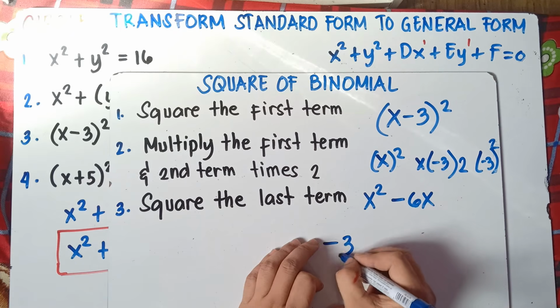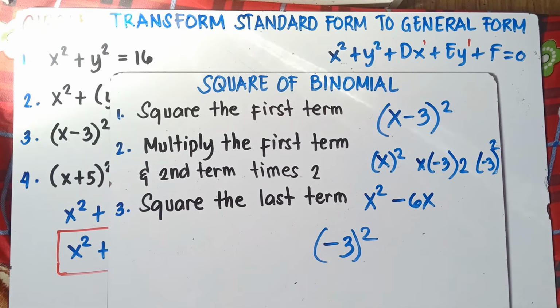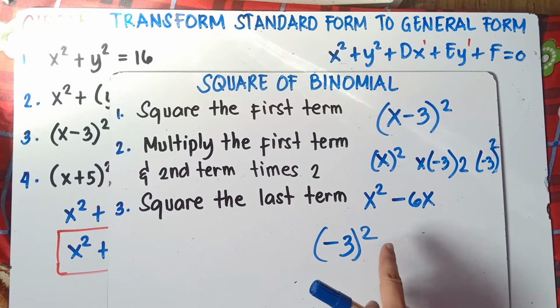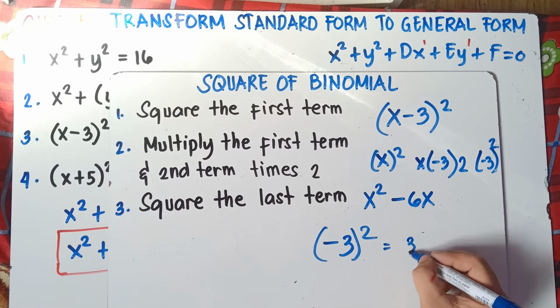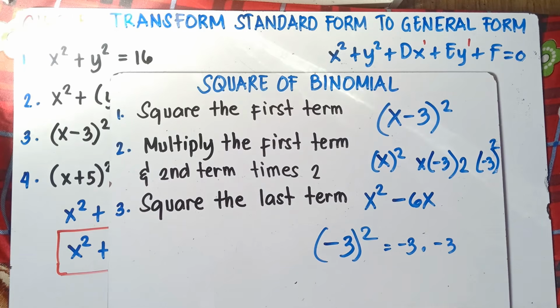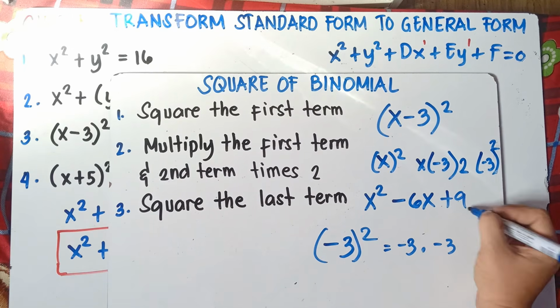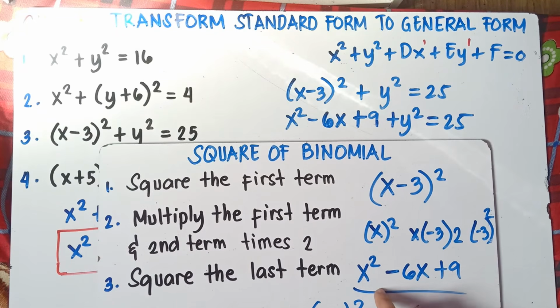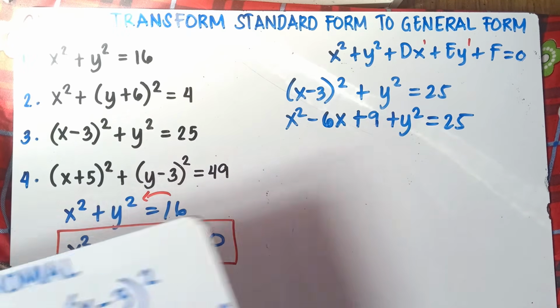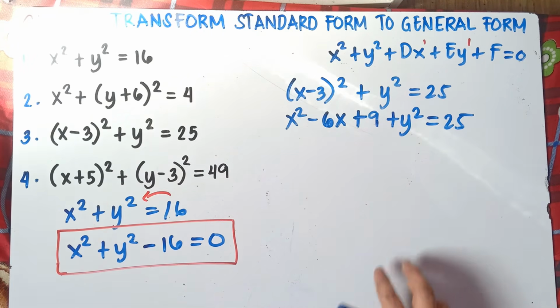Once again, class, negative 3 then squared. It doesn't mean negative 3 times 2. It means negative 3 times negative 3. So negative 3 times negative 3, that's positive 9. And you have the same answer, class. X squared minus 6x plus 9. So it's very easy, class, for the square of binomial. So in number 4, class, we will be using the square of binomial.